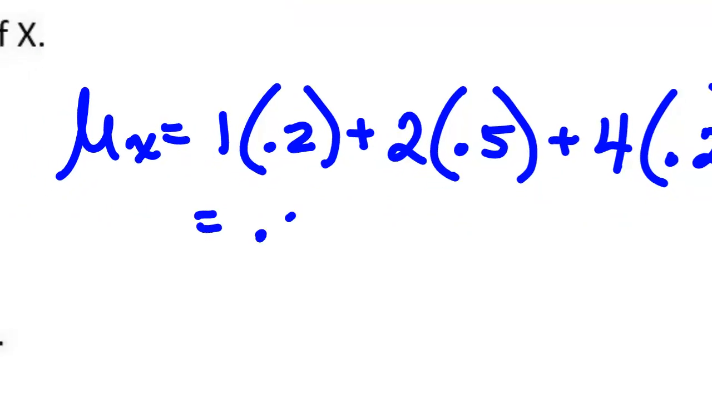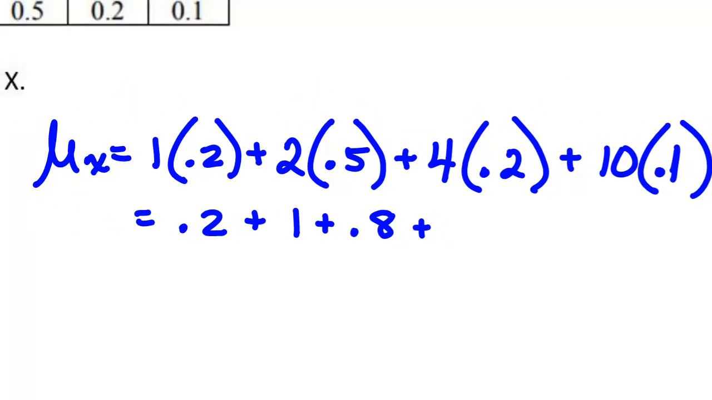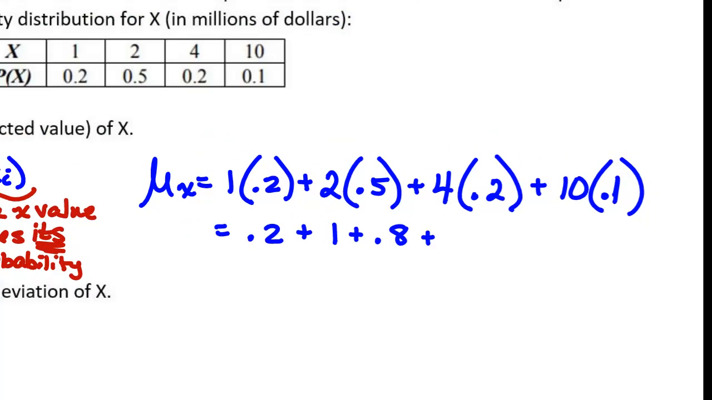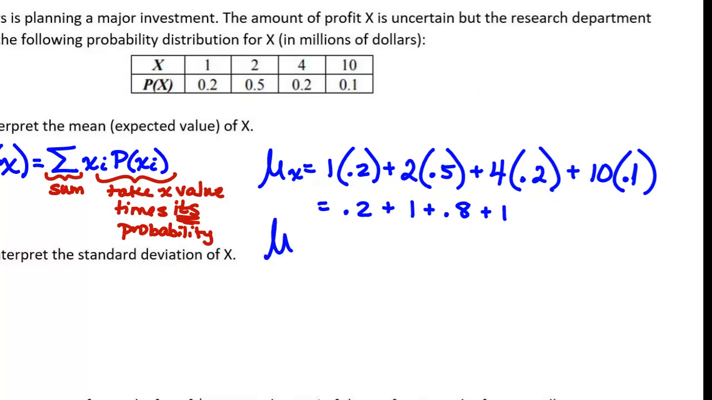So then I would have 0.2 plus, what would that be, 1? Plus, I think we've got 0.8. Maybe I'm not doing this right. What is, yeah, that's 0.8. And 1. There we go. So the mean of x would be 3.